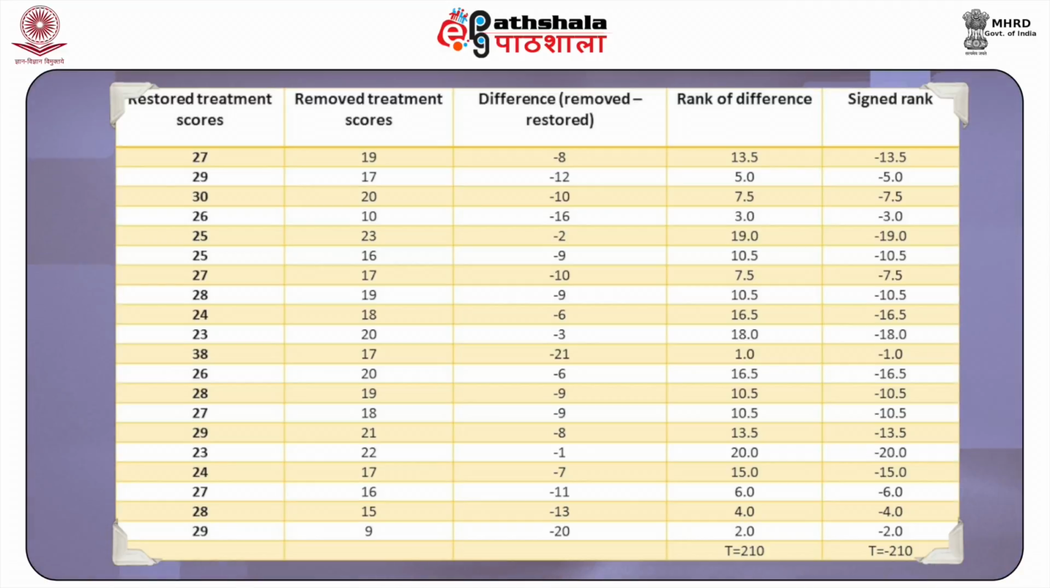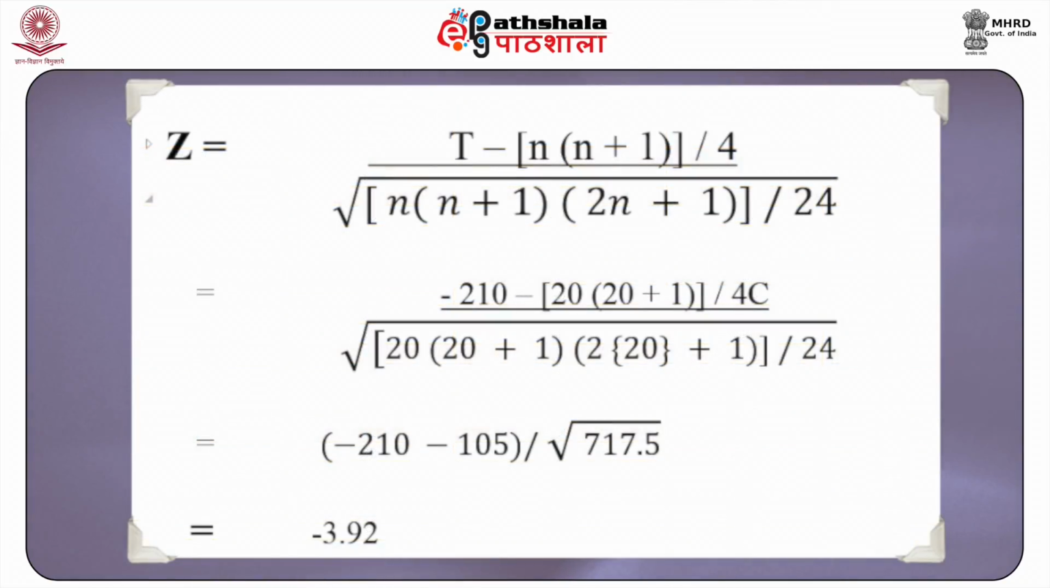The total is done and it is found that the rank differences are minus 210 and the total of the ranks is 210. The Z is calculated as T minus N into N plus 1 the whole divided by 4, upon the square root of N into N plus 1 into 2N plus 1 divided by 24.